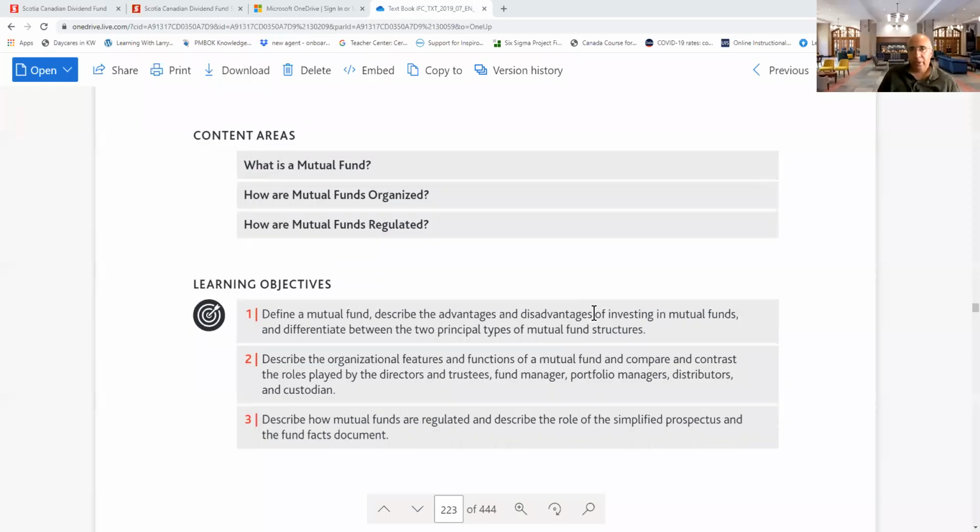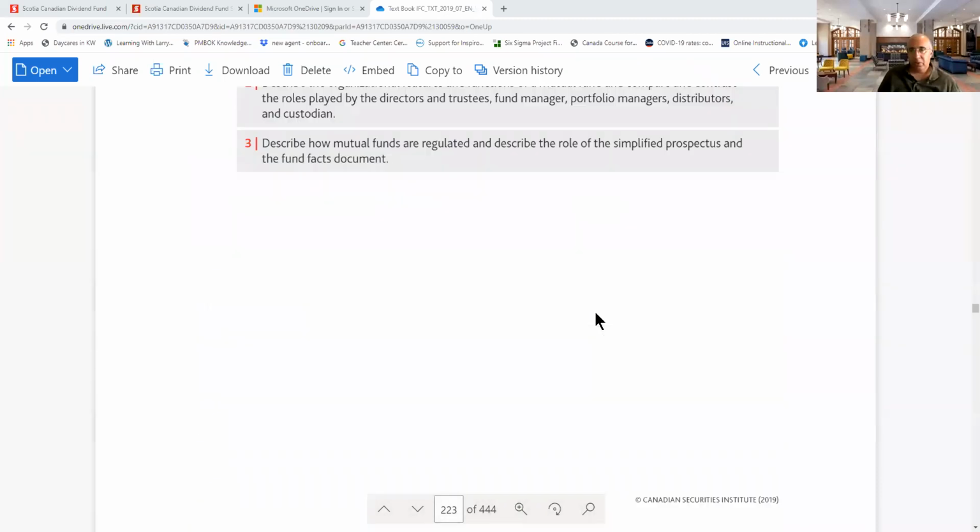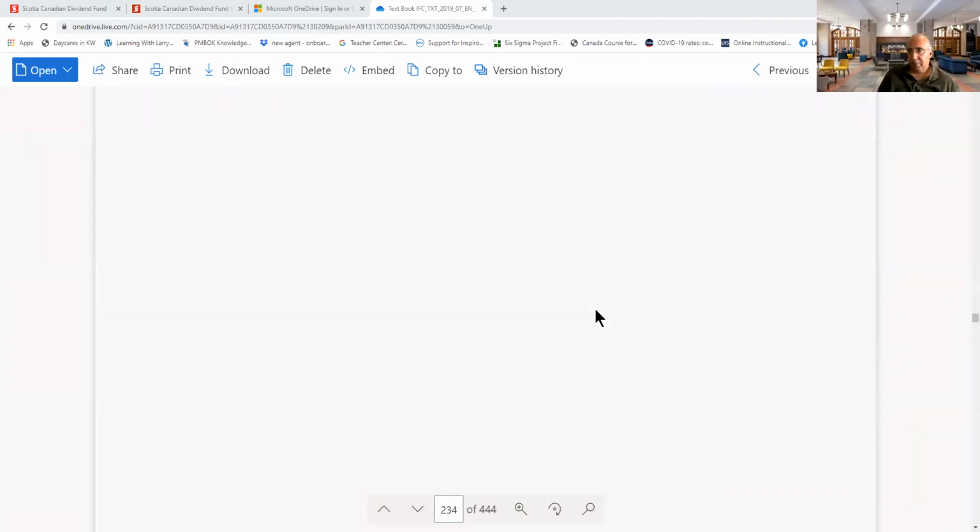Let me share my screen here, and you can see. Okay, sorry. Let me share this here. Yeah, this way I should do it. Okay, so you see my screen, the Modern Mutual Fund, go to chapter 11.